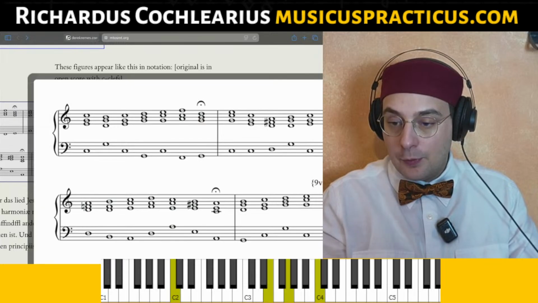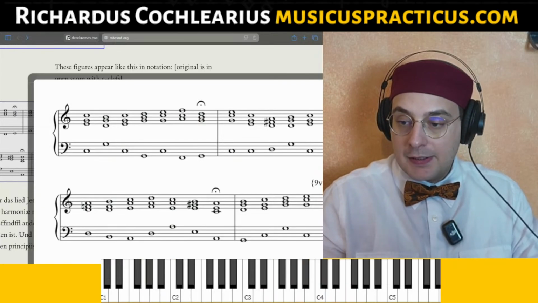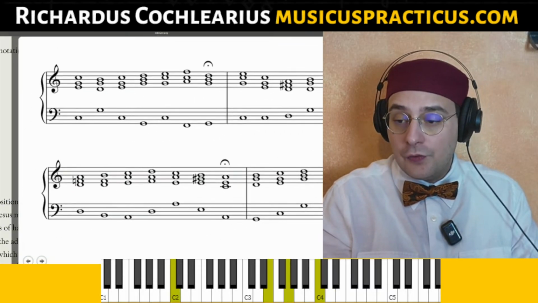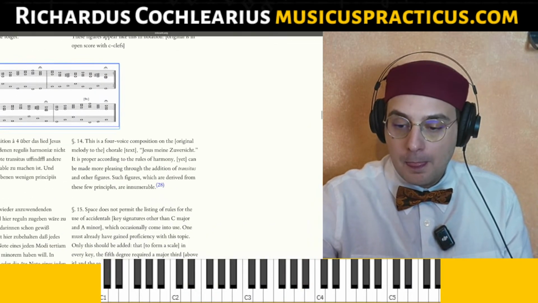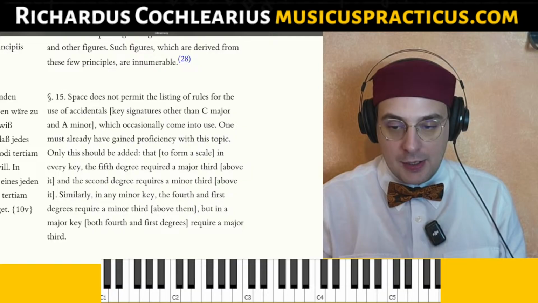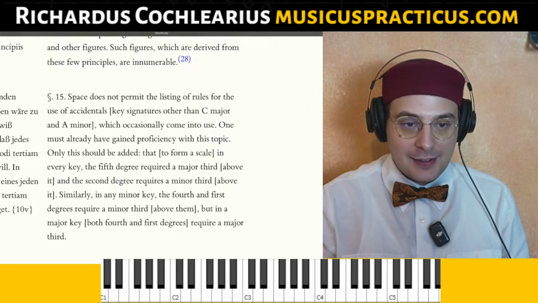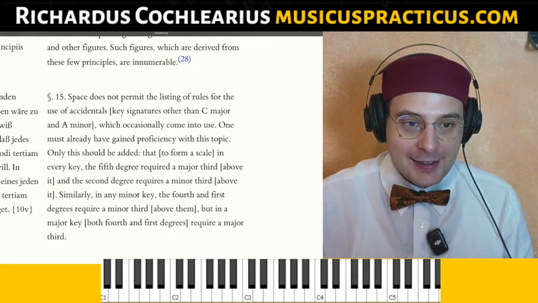Here it's all stepwise. But here, for example, la, fa, la, sol, fa, re, mi, for example. Then, 15. Space does not permit the listing of rules for the accidentals. Jesu meine Zuversicht.